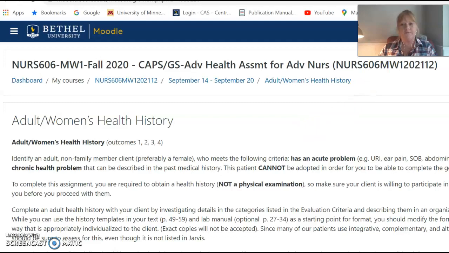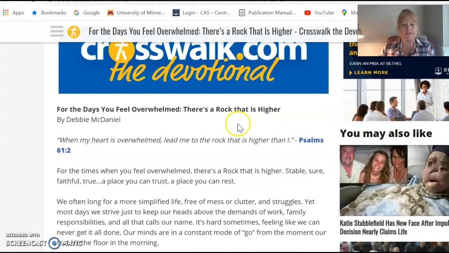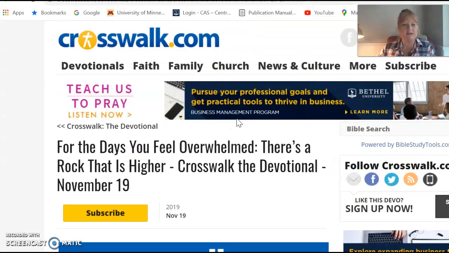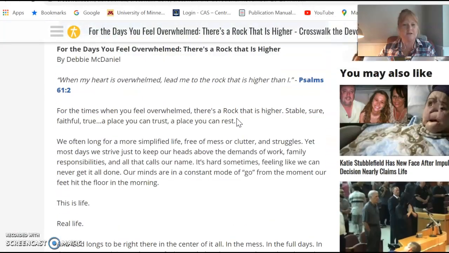So I wanted to just give you a quick devotion that I read online here. I can find it. And I picked this online because I can feel this week as well.